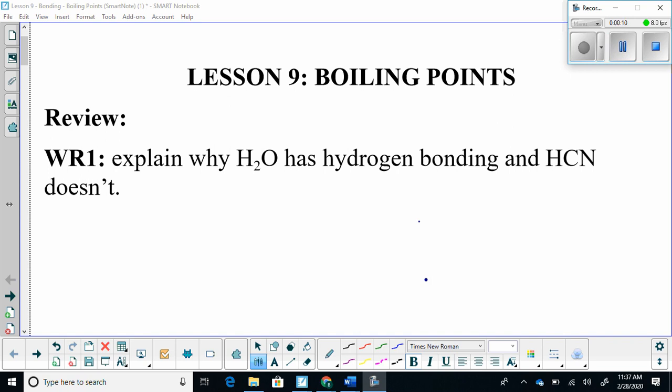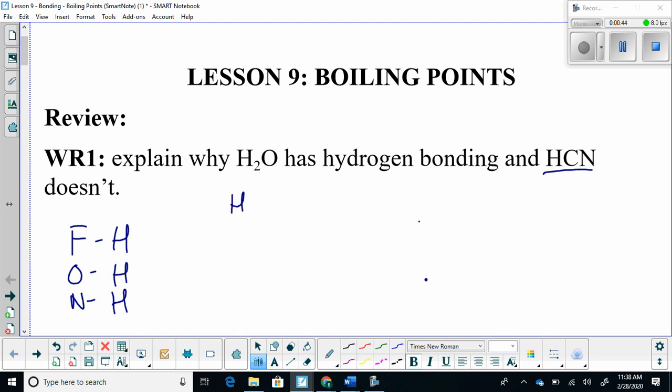Now, the first question says, explain why water has hydrogen bonding and hydrogen cyanide does not. So for hydrogen bonding to take place, what needs to happen? Who knows? Hands up. Jen. Right. So hydrogen needs to be directly connected to one of these three elements. Okay?